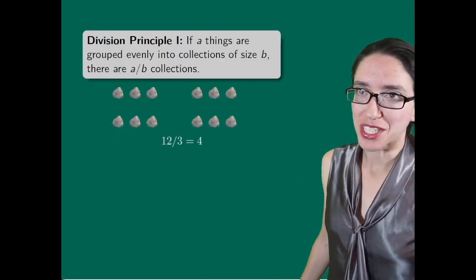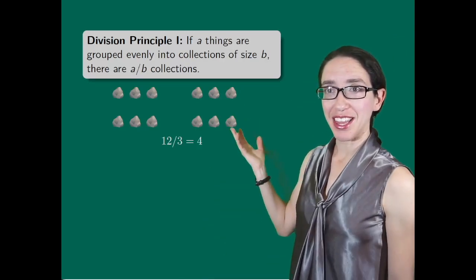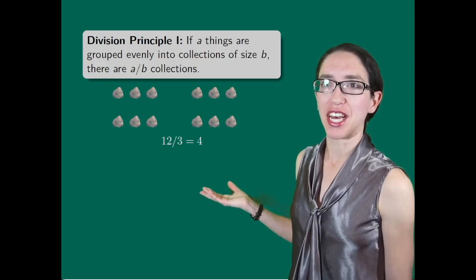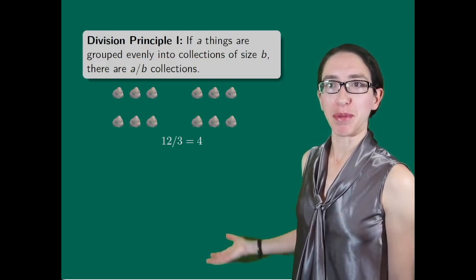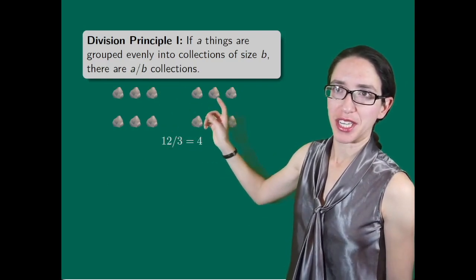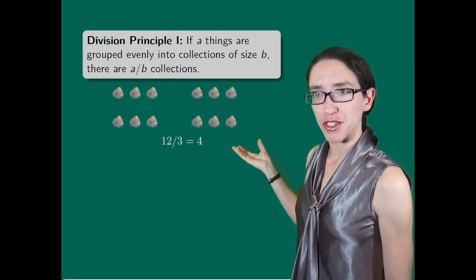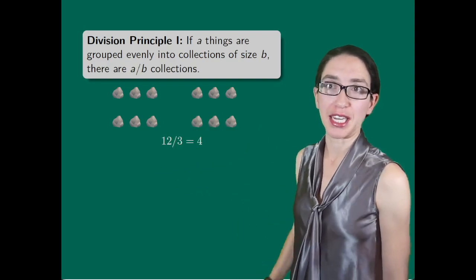So let's start by counting some rocks. The first version of the division principle says that if A things are grouped evenly into collections of size B, then there are A divided by B collections. Here's 12 rocks sorted into groups of size 3, and there's 1, 2, 3, 4 groups. So this picture illustrates that 12 divided by 3 equals 4.